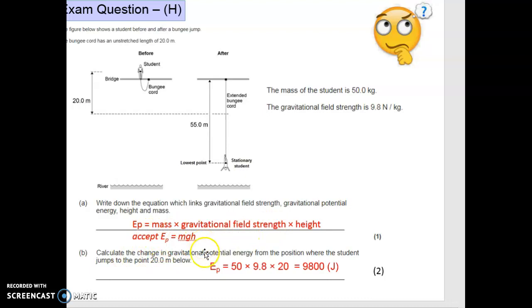Either is acceptable. And then it did say calculate the change in gravitational potential energy from the position where the student jumps to 20 metres below. So it's from there to 20 metres below. Maybe some of you got caught out and went for the whole 55 metres there, but it didn't say to the lowest point. Okay, so there's our mass of the student, 50 kilograms, gravitational field strength 9.8, and 20 metres because that's what they told us it was going to there.